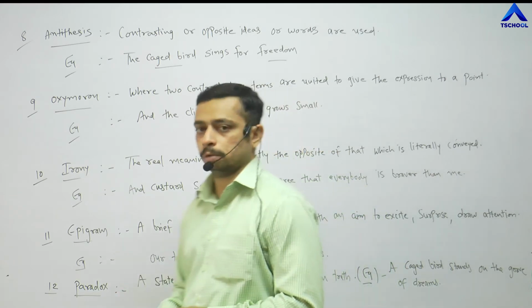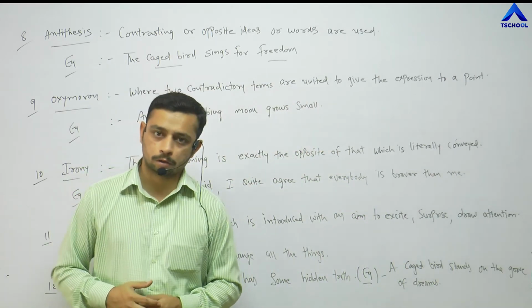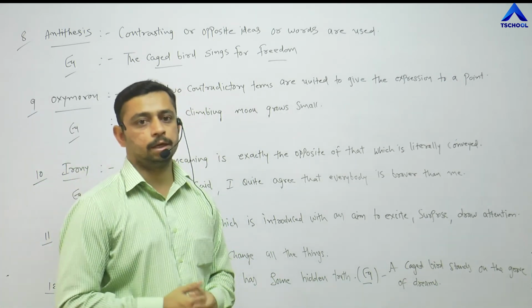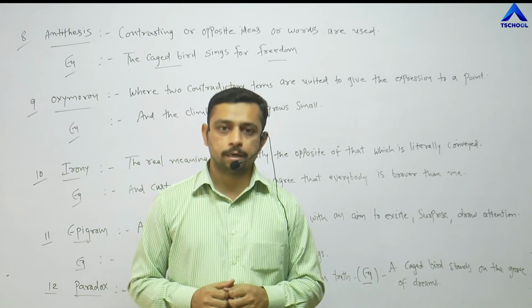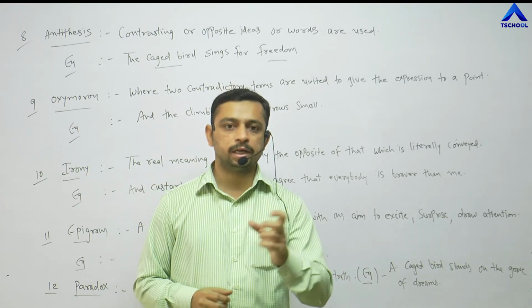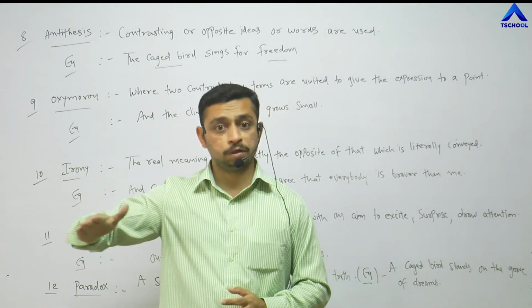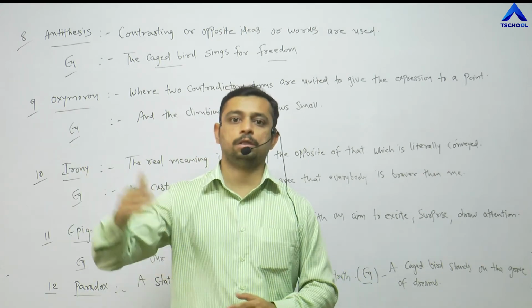Next, that is number 12. Paradox. What does paradox say? A statement which has some hidden truth. When you read the sentence, when you read the line from a particular stanza, you understand that this is what the poet is trying to say. There is a hidden truth in the sentence.